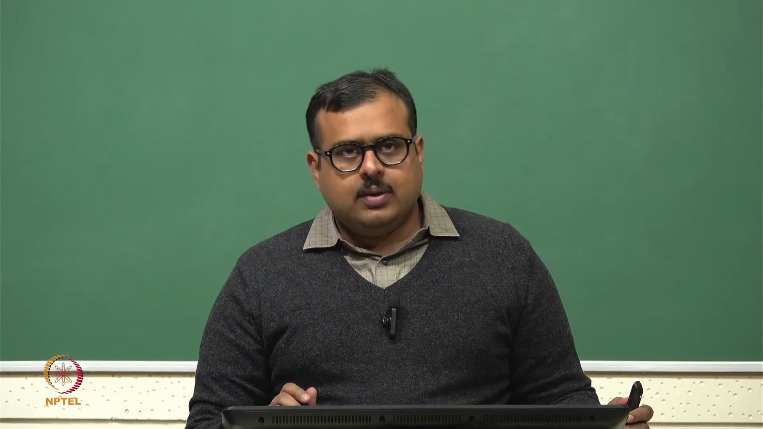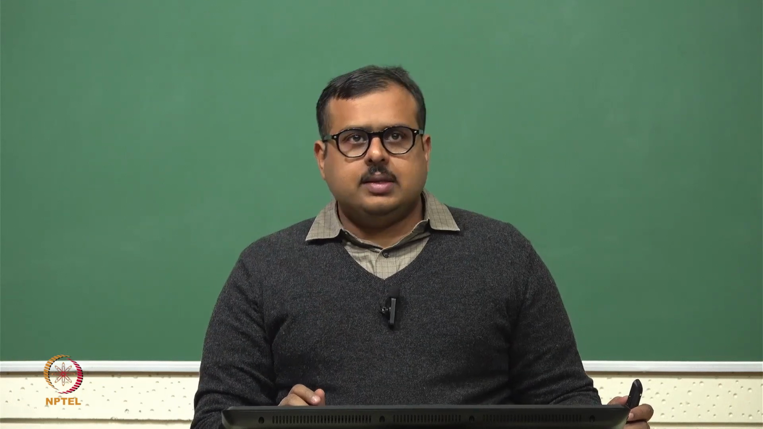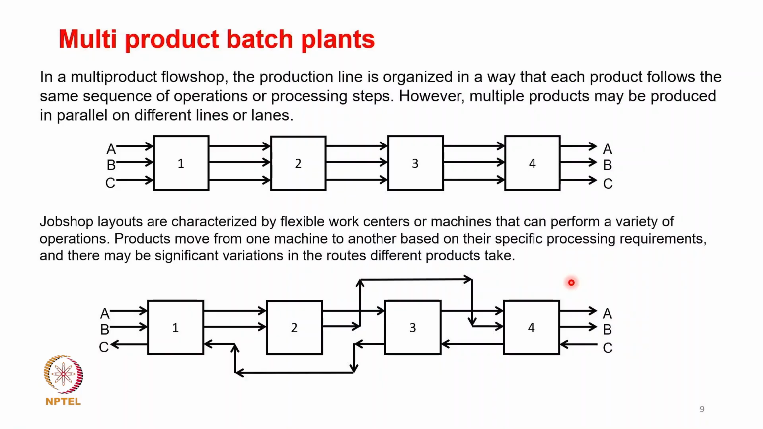What we have seen was a single product batch plant. Now we will look at the case when you have multiple products. Multi product essentially means that the production line is organized in a way that each product follows some sequence of operations or processing, and multiple products may be produced in parallel in different lines or lanes. You can see here that you have 4 such units, and there are multiple inputs coming in. So you have multiple lines, and you might eventually get multiple outputs as well.